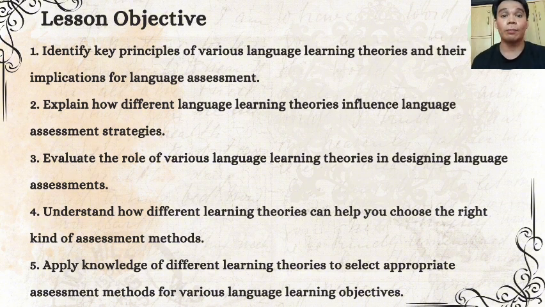For the overview of the topic, this lesson will explore how various language learning theories can inform the design and implementation of language assessments. We will delve into the key concepts of behaviorism, cognitivism, nativism, and interactionism, examining their implications for language assessment practices. By understanding these connections, students will gain a deeper appreciation for the complexities of language assessment and the factors that influence its effectiveness.